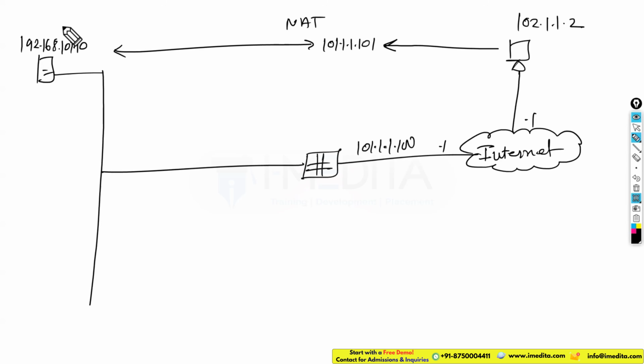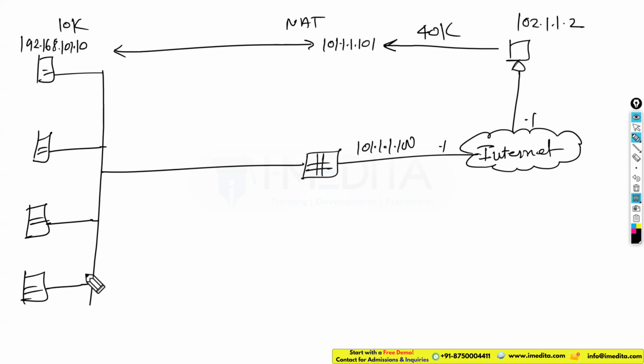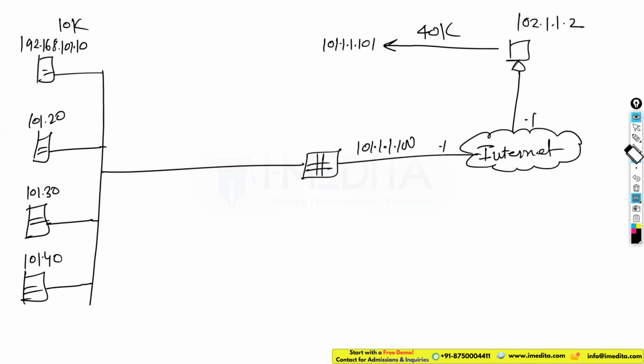But the problem here is that this server can handle only, for example, 10,000 requests, but requests will come around 40,000. So it can't handle that. What do we need to do? We need to deploy multiple servers which provide the same application access: 101.10, 101.20, 101.30, 101.40, in this way. Now NAT will not help us. We need to use SLB, server load balancing.